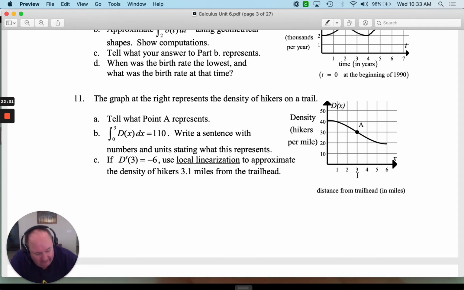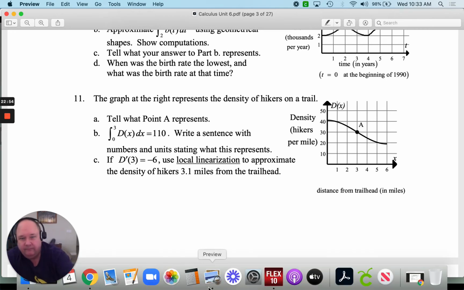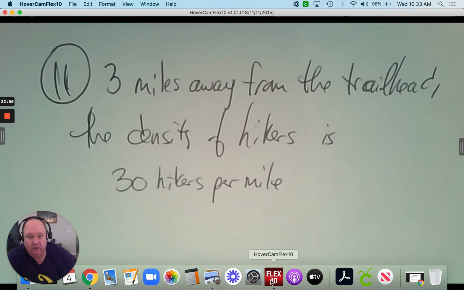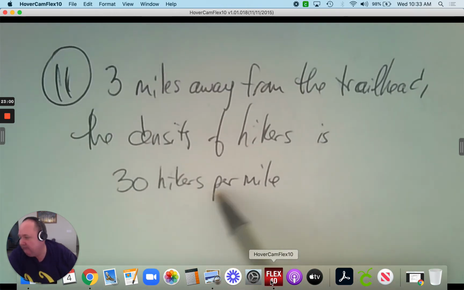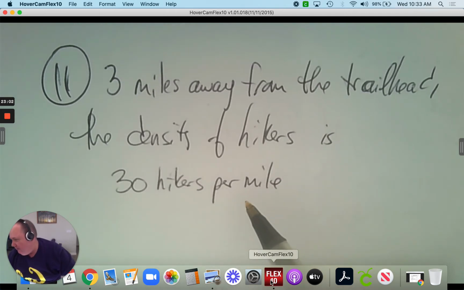The density of hikers is, what is it, 30. And that's the number, 30. And it's 30 hikers per mile. So 3 miles away from the trailhead, the density of hikers is 30 hikers per mile.